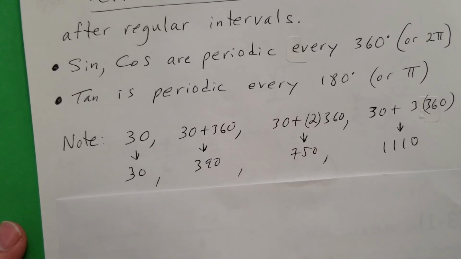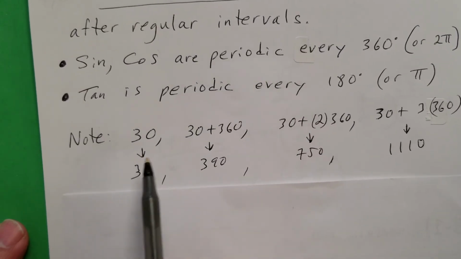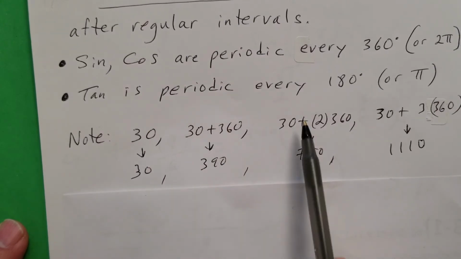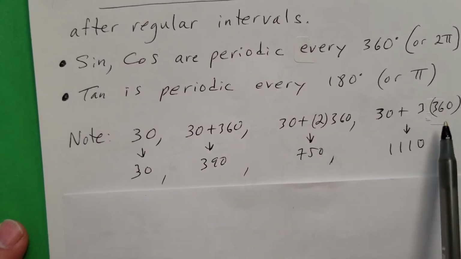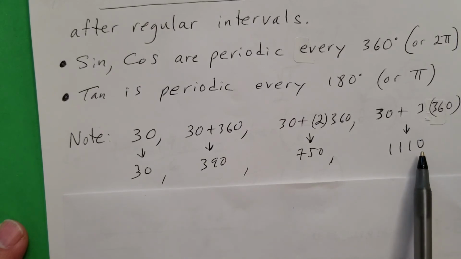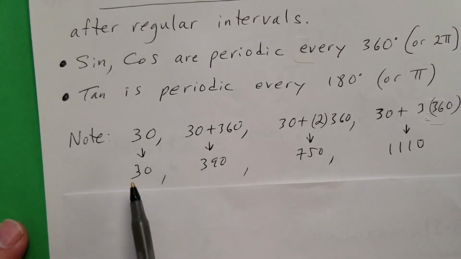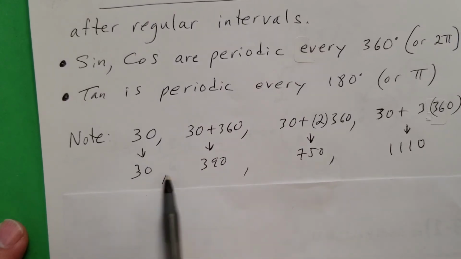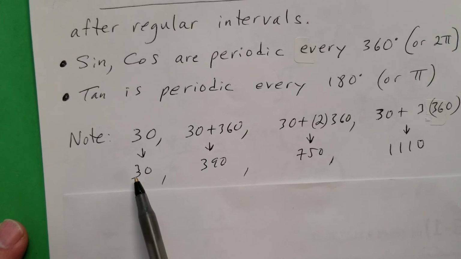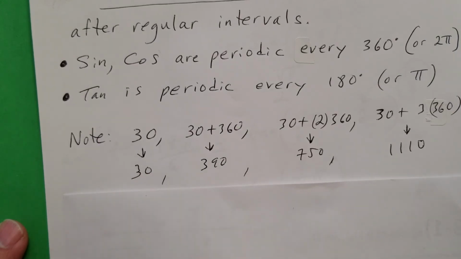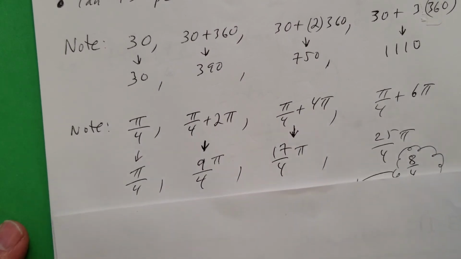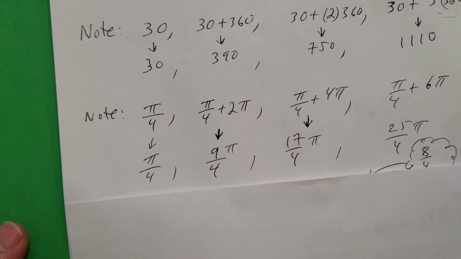For example, if we're going full circle, it's 30, then 30 plus 360, then 30 plus 2 times 360. We did this, right? 30 plus 3 times 360, coterminal. So all of these angles are going to have the same sine and cosine value, because they have the same reference angle.